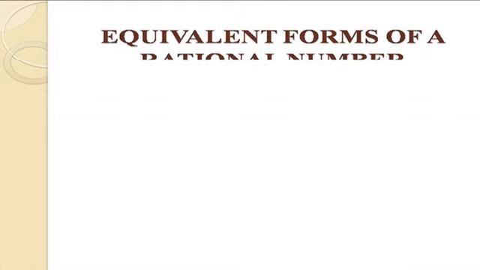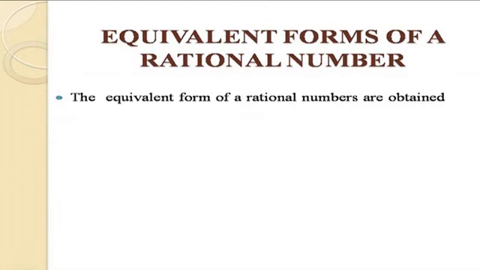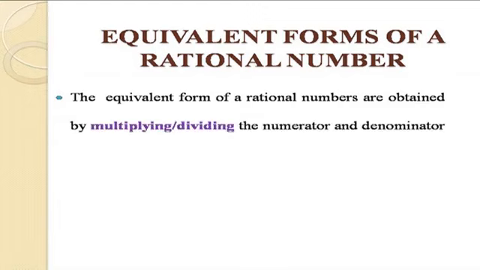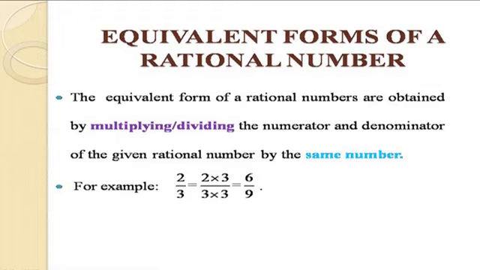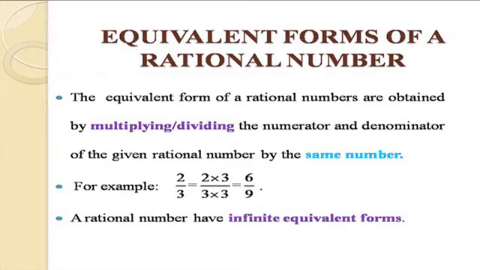Now we will discuss equivalent forms of a rational number. The equivalent forms of a rational number are obtained by multiplying or dividing the numerator and denominator of the given rational number by the same number. For example, 2 by 3 equals 2 multiplied by 3 upon 3 multiplied by 3. That is a constant quantity. 3 is multiplied with both numerator and denominator, and the product we get is 6 by 9. So a rational number has infinite equivalent forms.